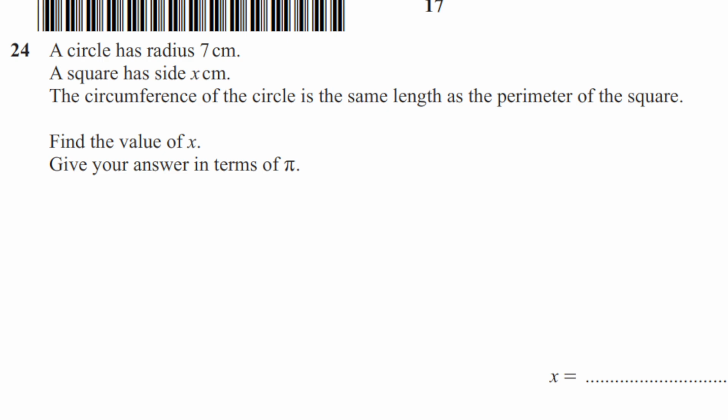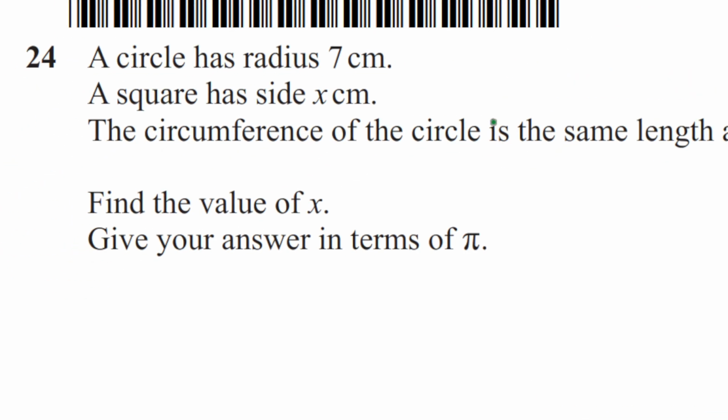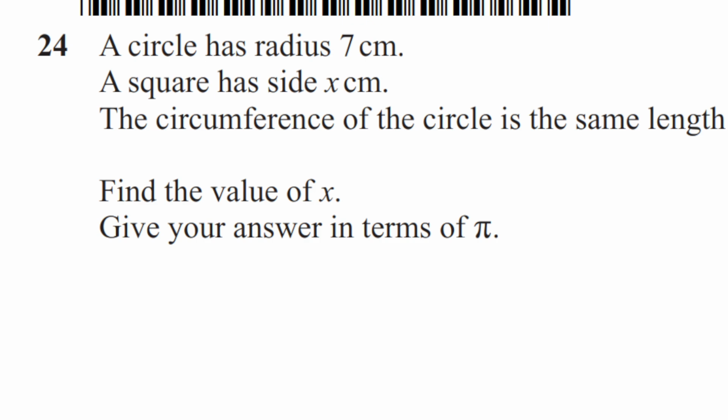So the question says, a circle has radius 7 centimeters, a square has side x centimeters. The circumference of the circle is the same length as the perimeter of the square. Find the value of x. Give your answer in terms of pi. That's a very nice question. Let me just zoom in. Now, what do you do here?